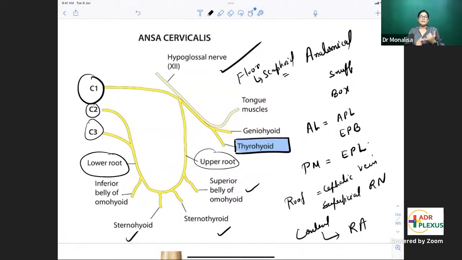Roof is having skin and superficial fascia. Superficial fascia is containing superficial branch of radial nerve and cephalic vein, and content is radial artery. Floor is basically formed from the base of first metacarpal, trapezium, and also the scaphoid bone. Done. And also the styloid process of radius. Okay, so done with this.